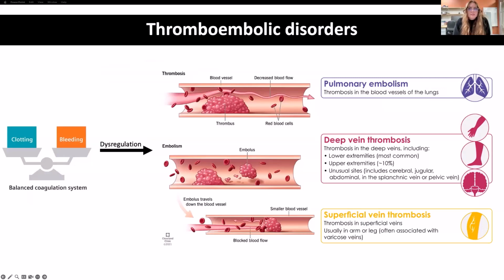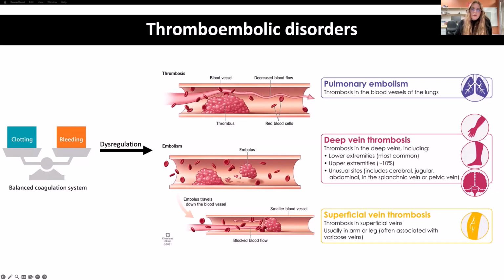This system needs to be really highly regulated, and if we have any form of dysregulation, it can put individuals in a hypercoagulable state. This means that they have an increased risk of thromboembolic events, such as thrombosis, where you have a big blood clot forming and then vascular occlusion, or you can have an embolism where a piece of the blood clot will break off, forming an embolus and then become lodged in smaller blood vessels. This leads to different disorders such as pulmonary embolism, deep vein thrombosis, and also superficial vein thrombosis.